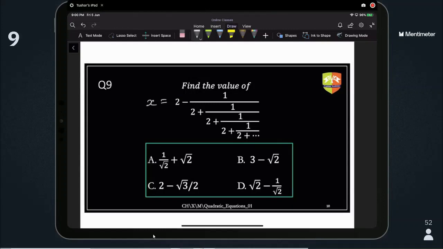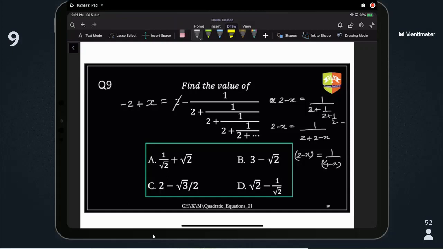So x equals to this. Am I right? So follow, guys. x minus 2, or 2 minus x, is equal to 1 upon 2 plus 1 upon 2 plus, and so on. So that means 2 minus x is equal to 1 upon 2 plus (2 minus x). Game is over. So 2 minus x is equal to 1 upon 4 minus x. You have to solve this quadratic equation.